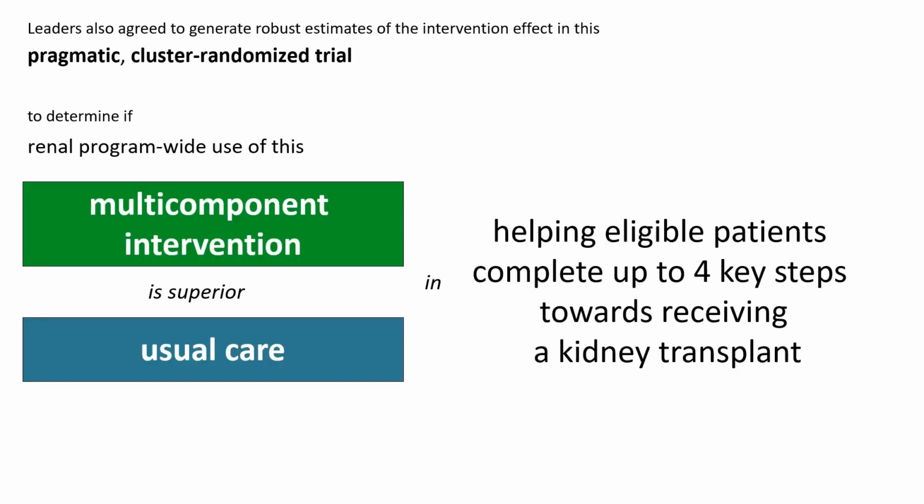To generate robust estimates of this intervention effect in this pragmatic cluster randomized trial. To determine if renal program-wide use of this multi-component intervention is superior to usual care in helping eligible patients complete up to 4 key steps towards receiving a kidney transplant.